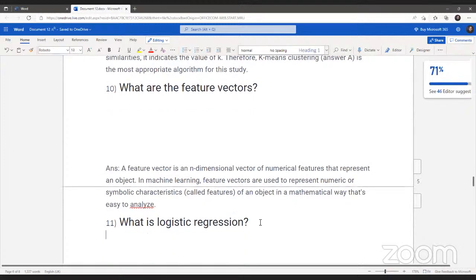So as we jump into the next question, what is logistic regression? If anyone knows the answer, ping me in the chat box and we'll discuss the answer within a minute.